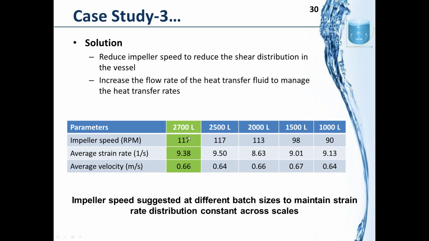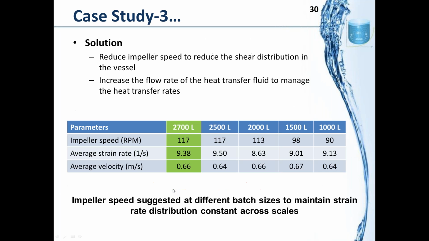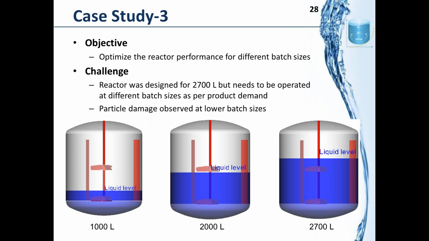Here 117 RPM was used for the 2.7 kiloliter batch size. Now you can see what different RPMs you can use to get the desired shear levels. And all these different analyses can be quickly performed in Mixit, at various batch sizes and various RPMs, to get the desired results. The RPM at the higher scale was fixed because there was some heat transfer requirement.